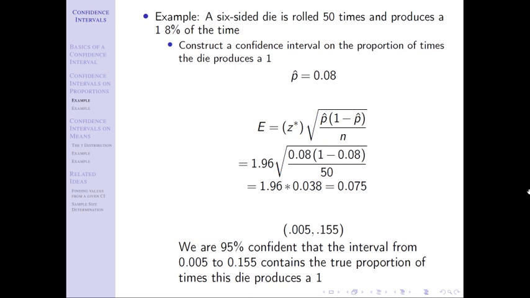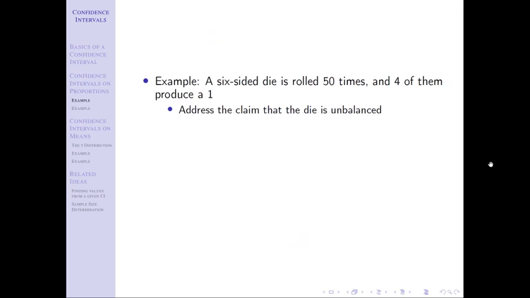Every time we do a confidence interval, we're going to do three things. Number one, we're going to find the interval. Number two, we're going to address some claim about the interval. And number three, we're going to check our assumptions and address the validity of our results. Now that we've found the interval and written our sentence, we're going to move on to the claim part. This one says, address the claim that the die is unbalanced.